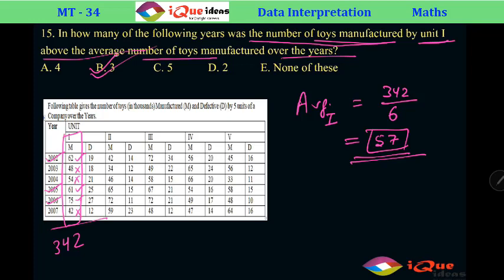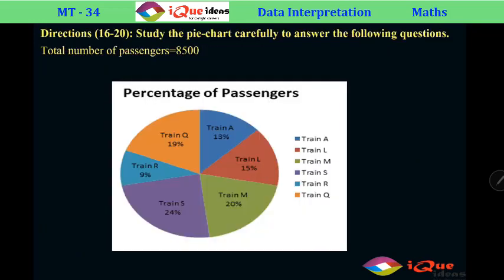Okay, now the next set of data. Now this next set is again a pie chart, right? Study the pie chart carefully to answer the following question. The total number of passengers is 8500. That's already given. All right. And here the breakup is given in terms of percentage. Very nice. Perfect. So the percentage values are given and the different trains are there. Train A, L, M, S, R, Q. All right. Let's take up the questions directly.